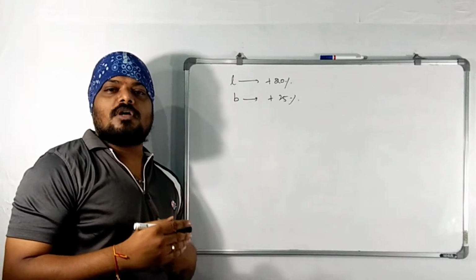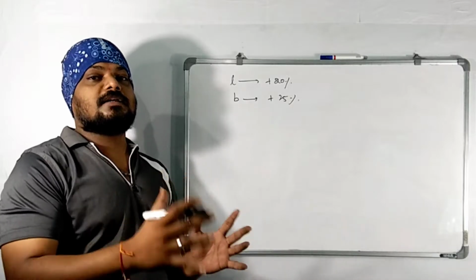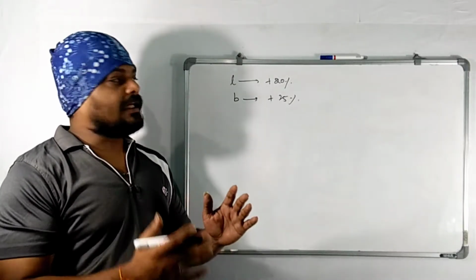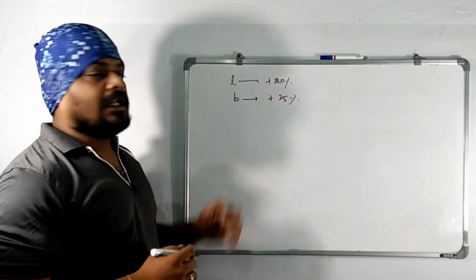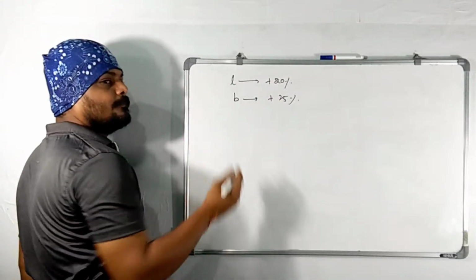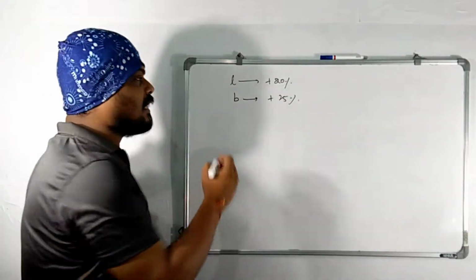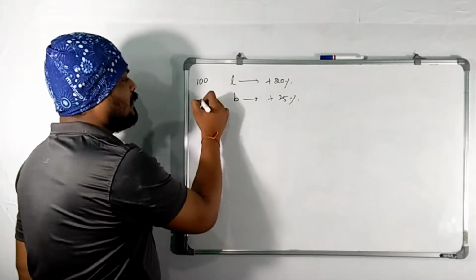So how is the percentage going on here? The percentage is going on continuously. Whenever the percentages are given increasing or decreasing continuously, it is directly a successive concept. You have to know it. Let us try to understand the question. Let us assume the previous length as 100 and the previous breadth as 100.